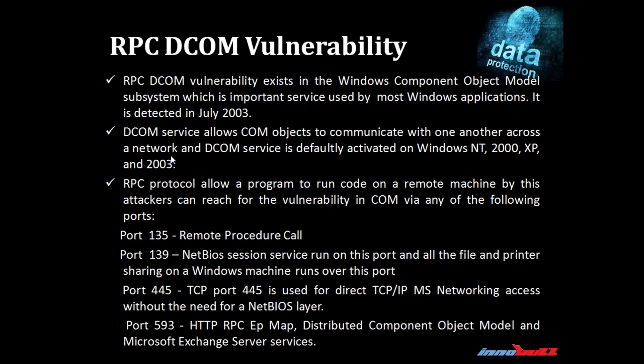By this, attackers can reach the vulnerability in COM via any of the following ports: port number 135, which is used for remote procedure call; port 139, where the NetBIOS session service runs and all file and printer sharing on a Windows machine runs over this port; port number 445, where TCP port 445 is used for direct TCP/IP MS networking access without the need for a NetBIOS layer; and port 593, HTTP RPC EPMAP, distributed component object model and Microsoft Exchange Server services.